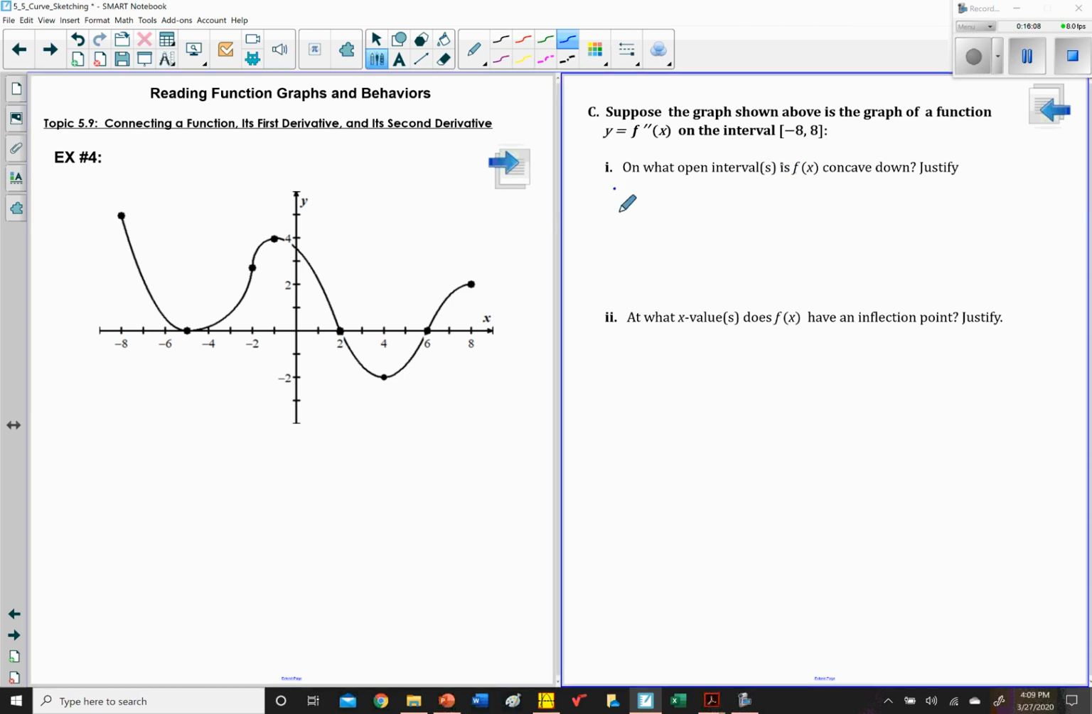So where the second derivative is negative, f of x would be concave down. Negative means, in this case, below the axis. On 2 to 6, on that interval, f is concave down.